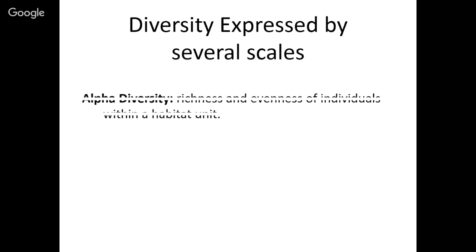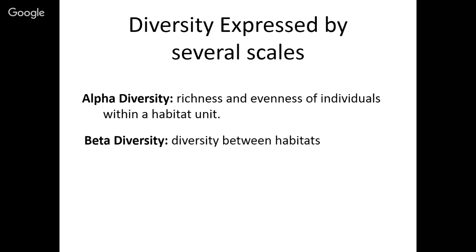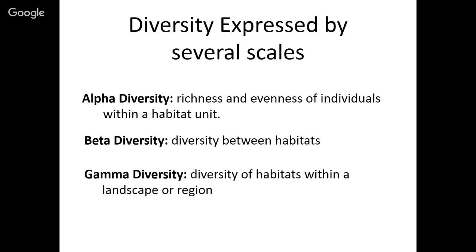Now, diversity is expressed in several scales. There's alpha diversity, which takes into account the richness and evenness that I just explained of individuals within a habitat unit. You have beta diversity, which describes diversity between habitats. And then there's one called gamma diversity, diversity of habitats within a landscape or region.